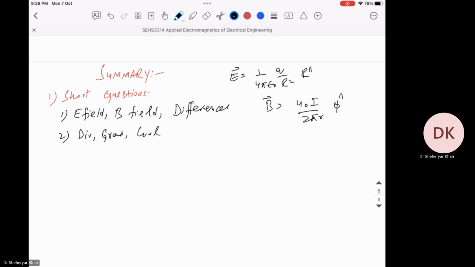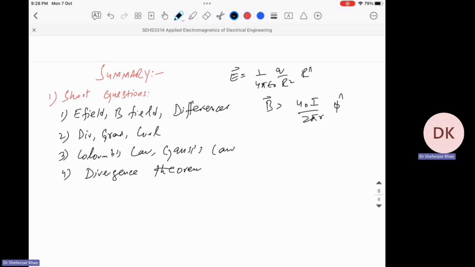Further, let's say Coulomb's law, Gauss's law, the divergence theorem. So these could be the short statements.